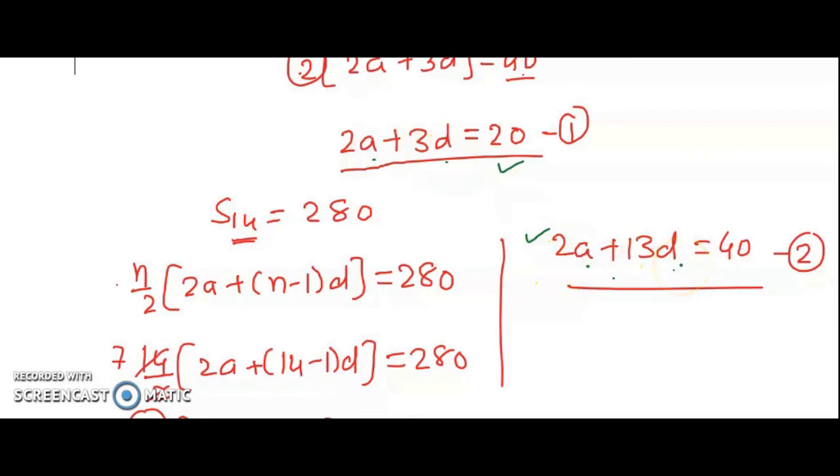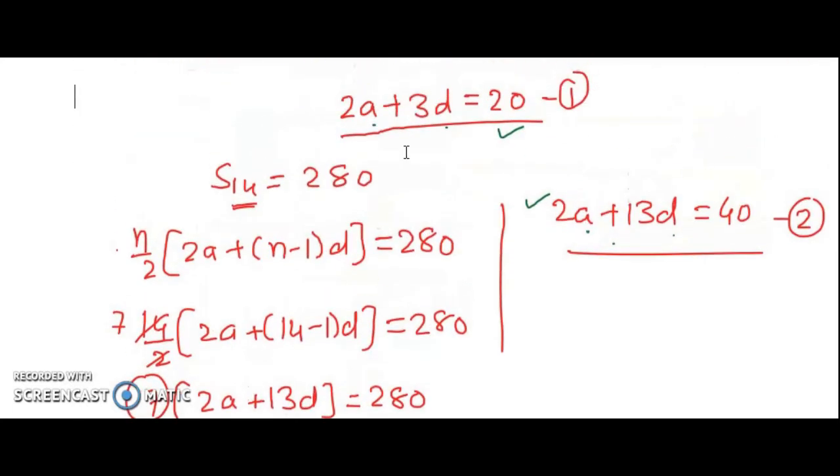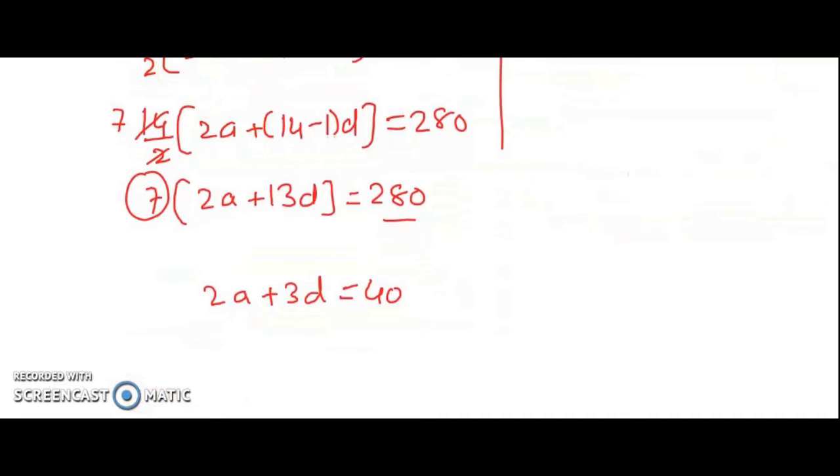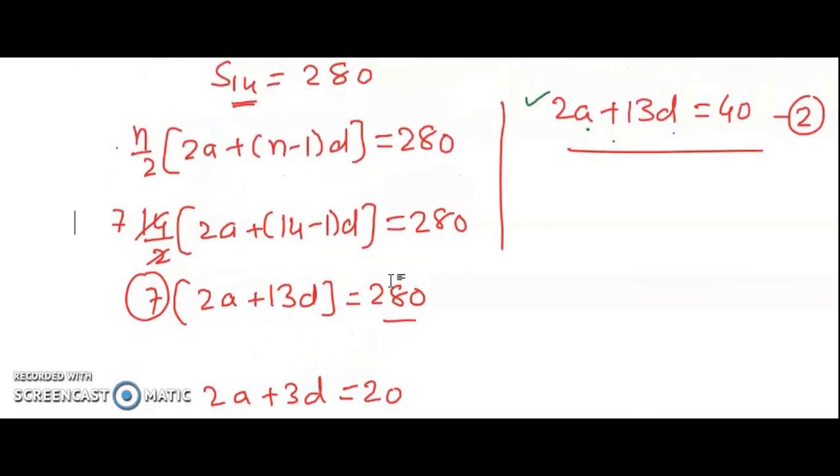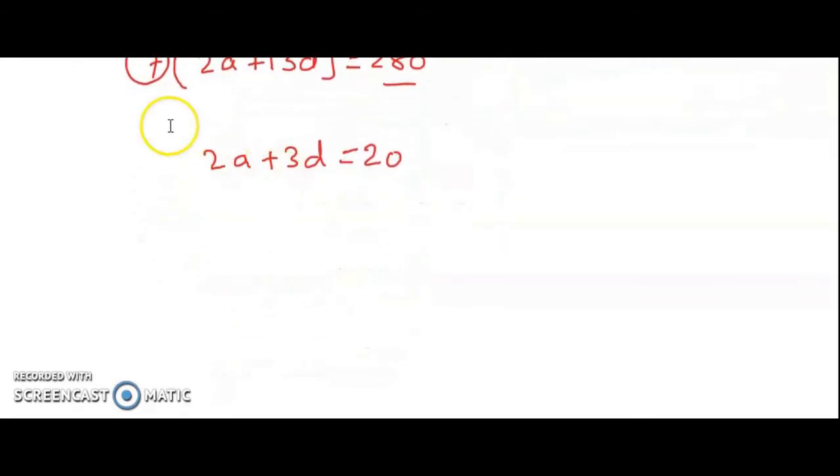So let's solve those equations. Let me write them. First equation, 2a plus 3d equal to 20. And the second equation, 2a plus 13d equal to 40.